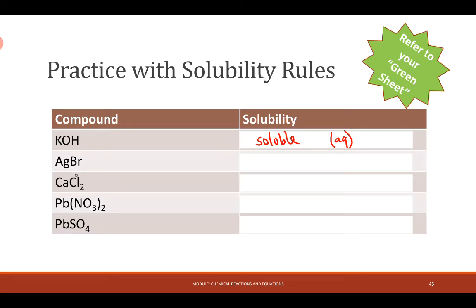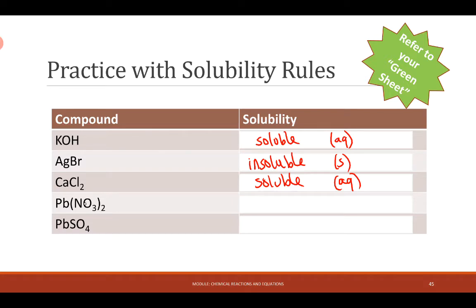Silver bromide. If I find bromine on here, bromides are generally soluble, except those containing silver. And so this one is insoluble, and so its state of matter will be solid. Calcium chloride. We find the chlorine. Chlorine is generally soluble, and calcium is not one of the exceptions. And so it's just going to be soluble. Anytime it's soluble, my state of matter will be aqueous.